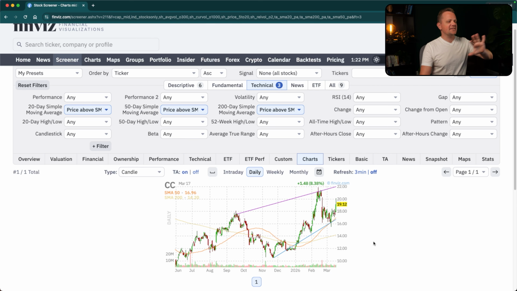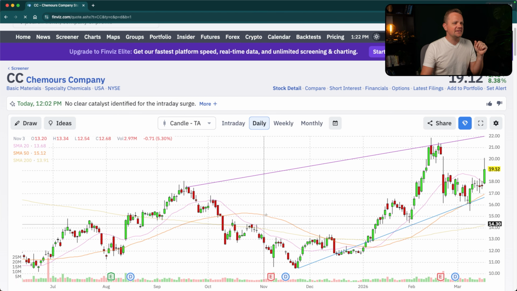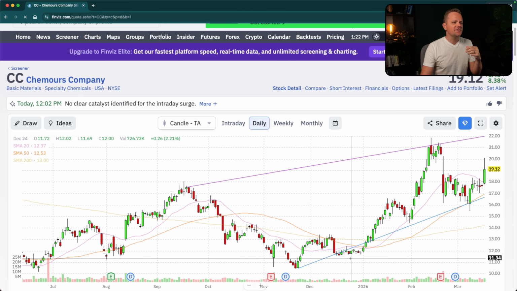So we've got this stock here, Chemours Company, CC. And if we open up the chart, we can see we've got the support level down here in blue. We've got the resistance level here in purple. And you can see the three moving average lines, right? So you can see that it's above the 20, 50, and 200-day moving averages.